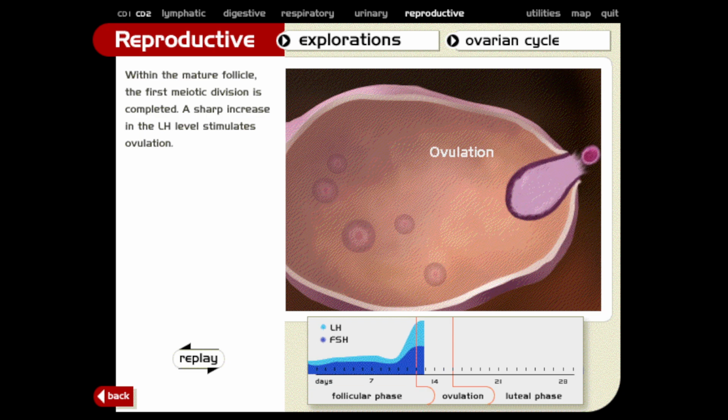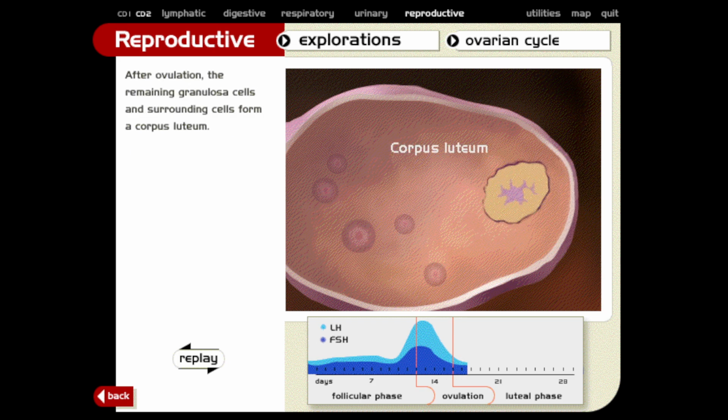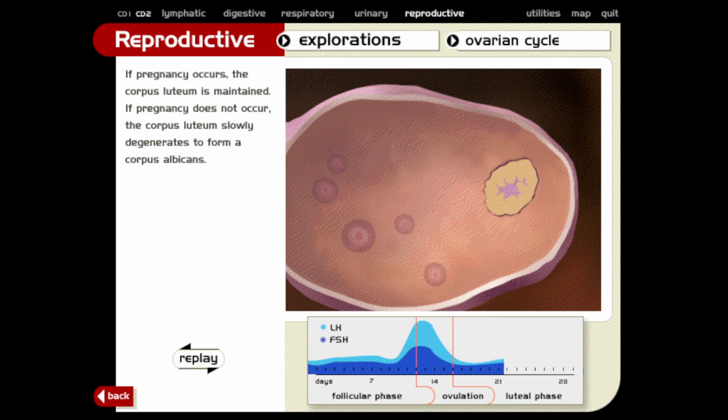A sharp increase in the LH level stimulates ovulation. After ovulation, the remaining granulosa cells and surrounding cells form a corpus luteum. If pregnancy occurs, the corpus luteum is maintained. If pregnancy does not occur, the corpus luteum slowly degenerates to form a corpus albicans.